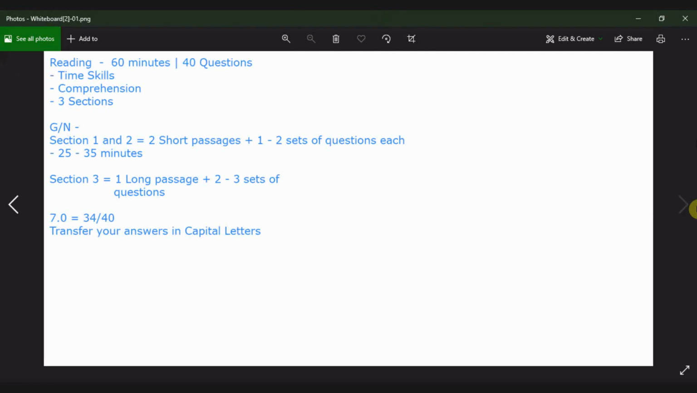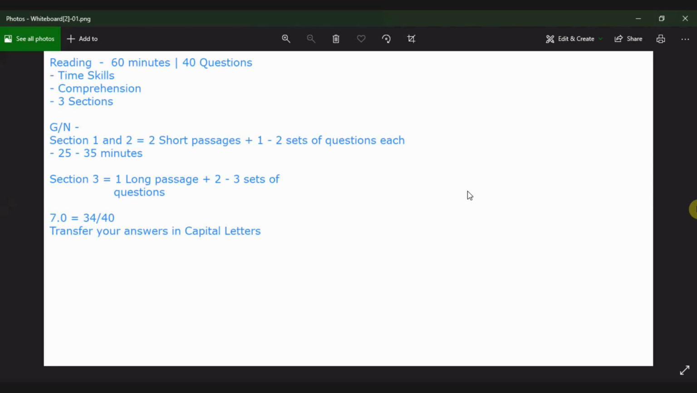All right, now for Academic. For people who are doing Academic, what they're going to expect is something similar to section 3 for General, but multiplied into 3 parts or 3 sections. So in case you're wondering, they have to deal with 3 long reading passages, and then 2 to 3 sets of questions for them.